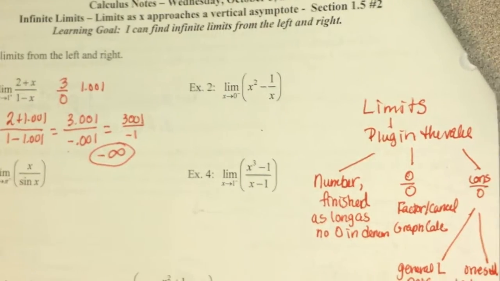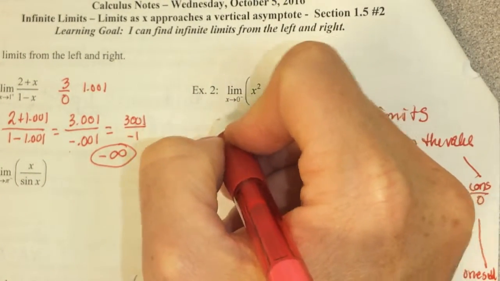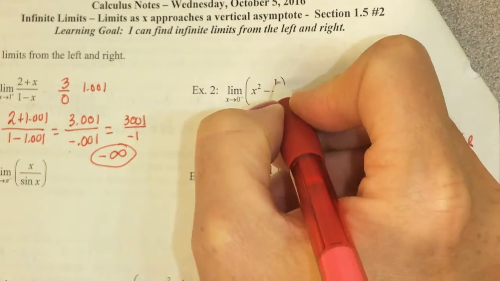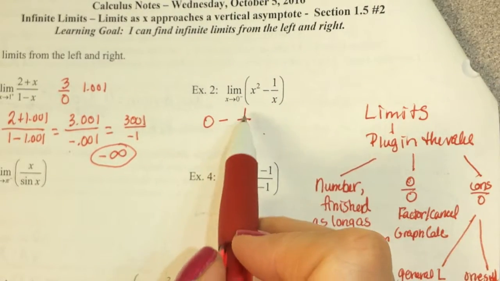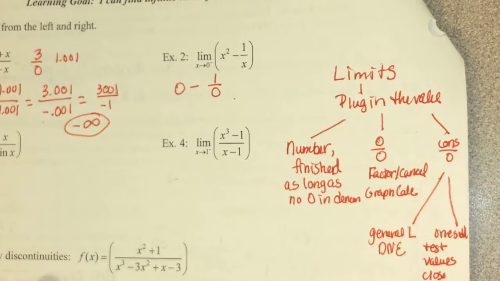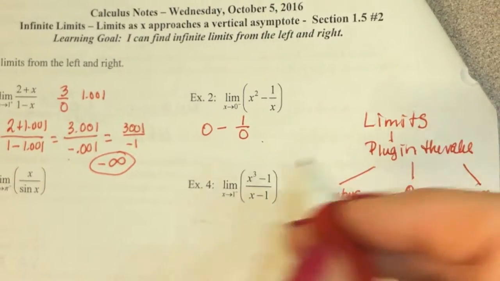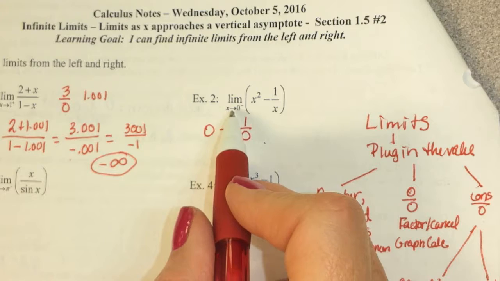All right, let's do number 2 now. First thing we do is we plug in 0. Doesn't matter that it's a one-sided limit. 0 squared is 0 minus 1 over 0. Well, once again, we got a constant over 0 as part of our answer. We have a one-sided limit, so we're going to have to test something close to that. So what I'm going to test is something a little bit smaller than 0.